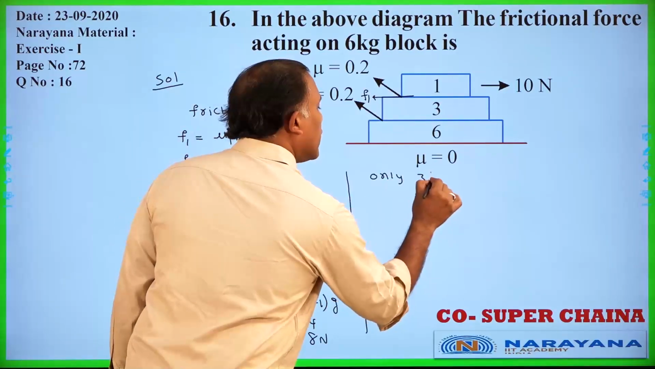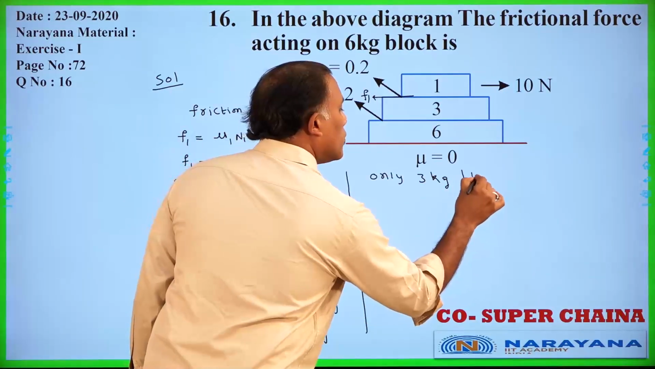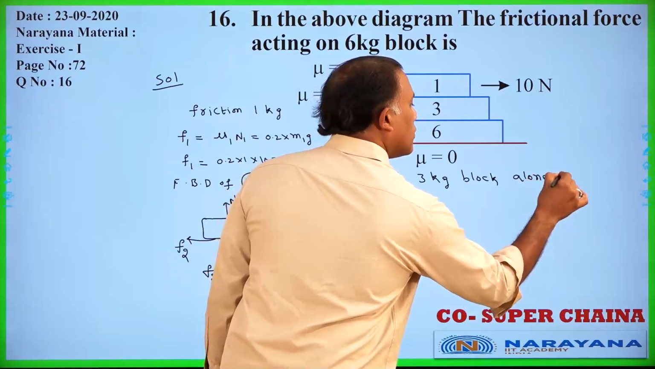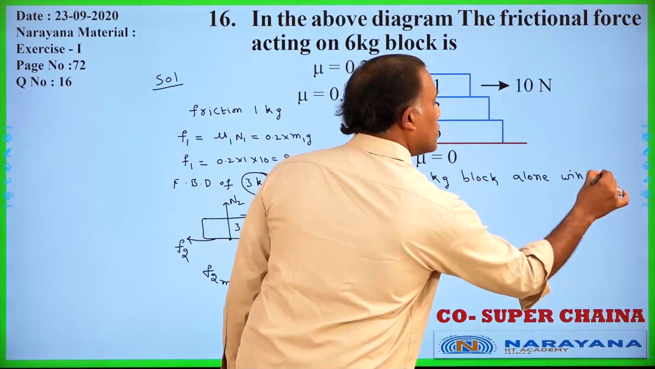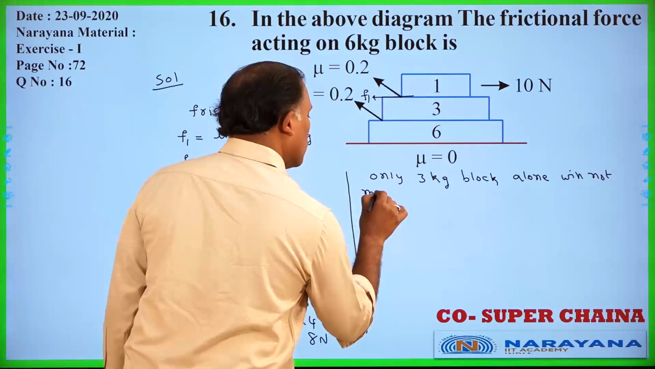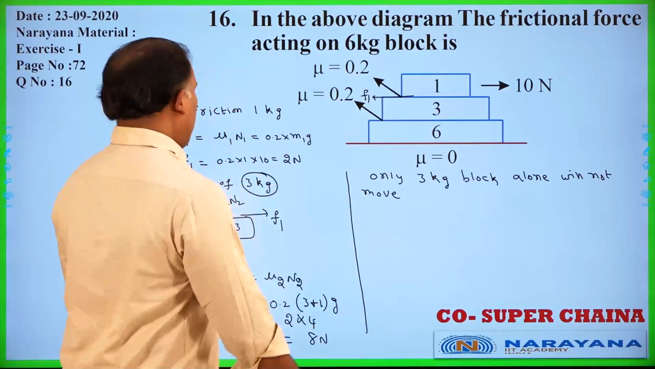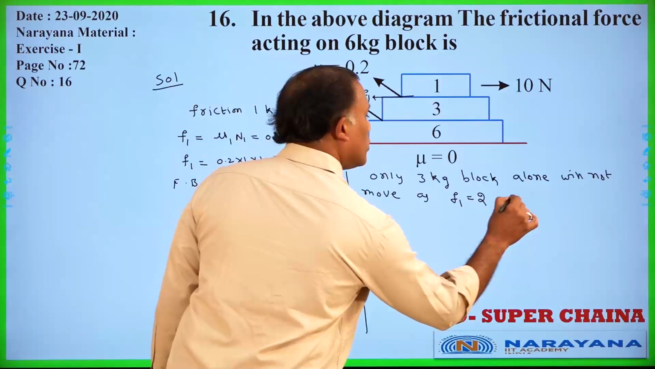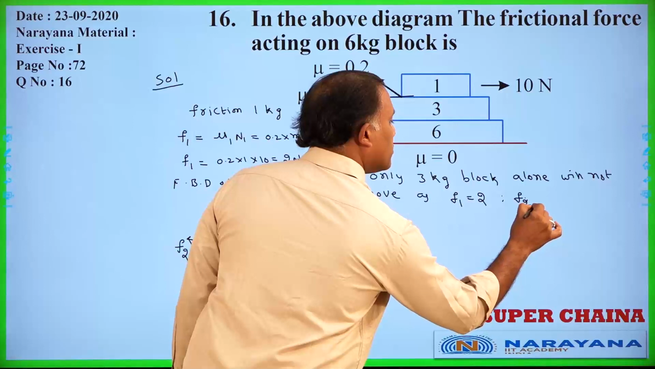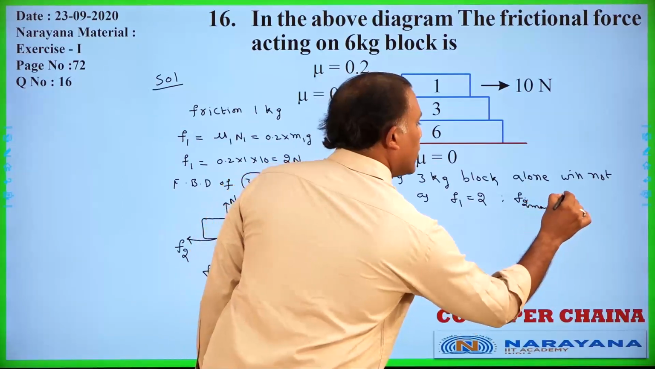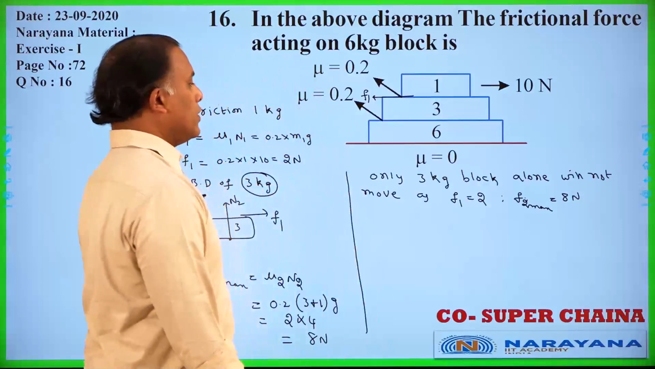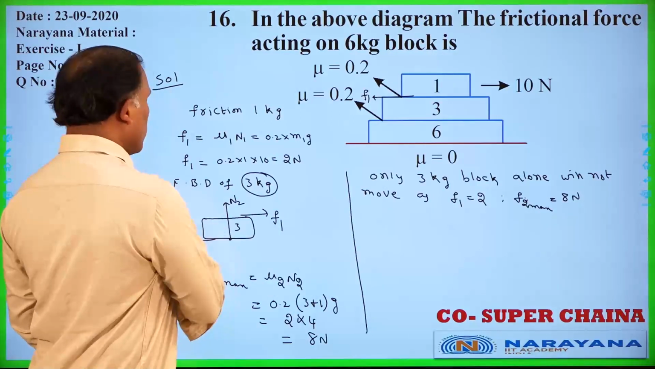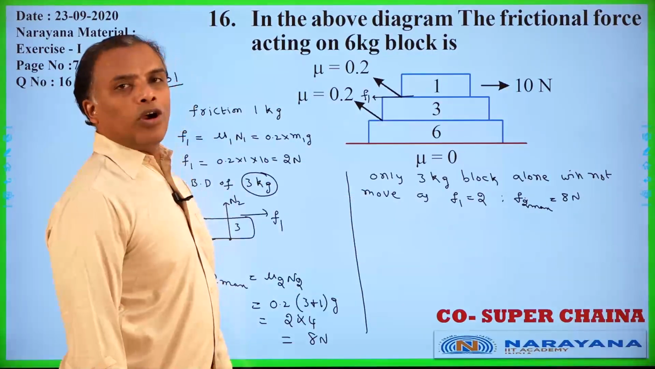Only the 3 kg block alone will not move. Because as F1 is equal to 2 Newton, F2 maximum is equal to 8 Newton. Because the driving force is 2 Newton and the opposition is 8, only the 3 kg block will not move.